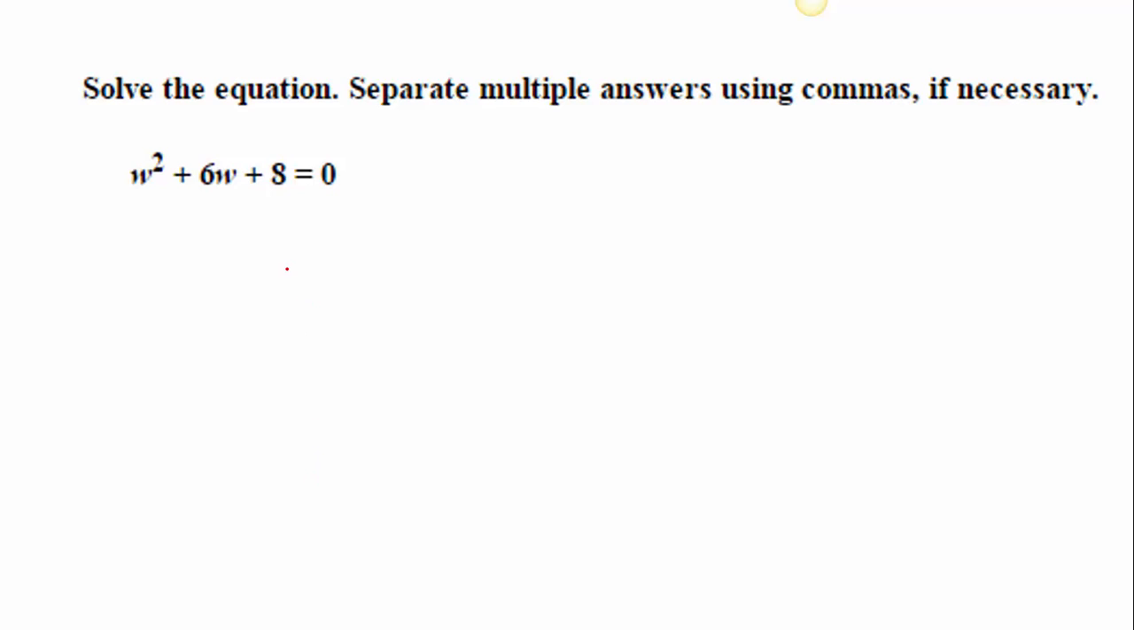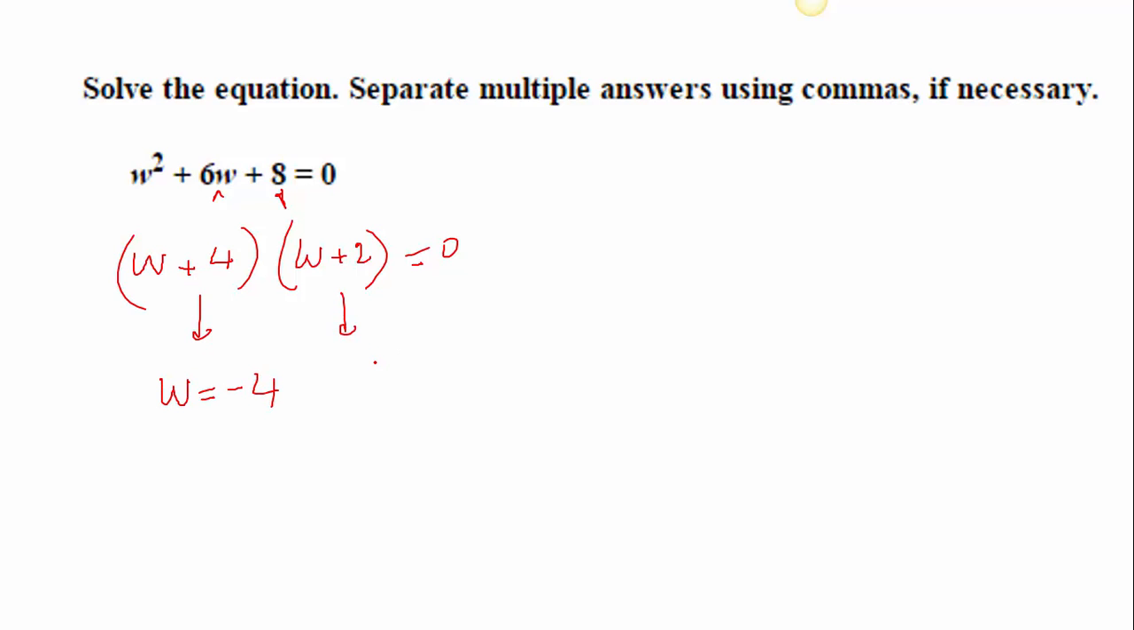Solve the equation. First we factor. Let's go ahead and factor. We want the product to be 8, the sum to be 6, so w plus 4, w plus 2 equals 0. The product is 8, the sum is 6, right? So we're done. All we have to do is equate this to 0, w equals negative 4. Equate this to 0, w equals negative 2.